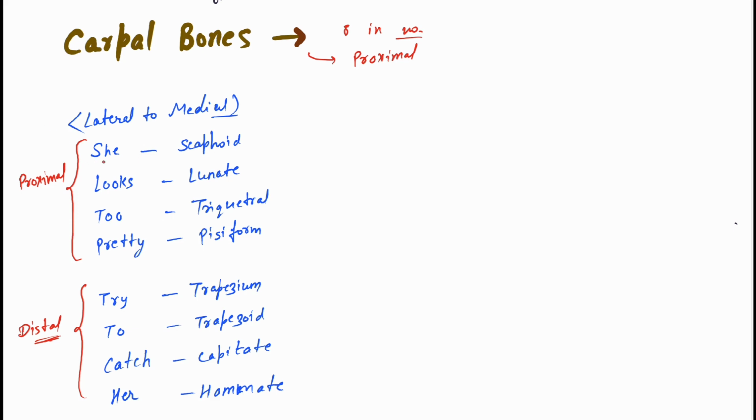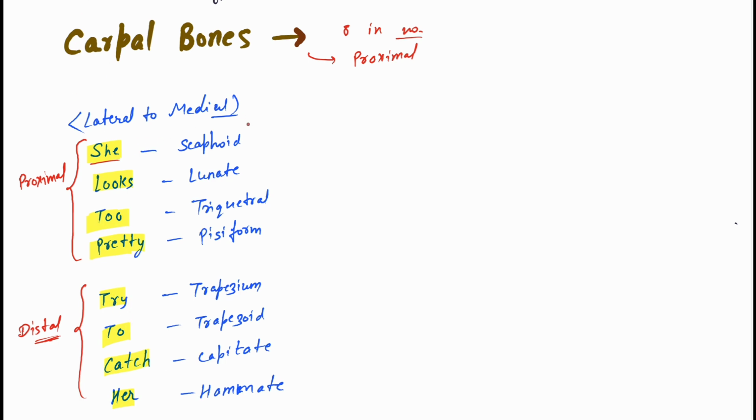So we have a mnemonic here: she looks too pretty, try to catch her. Okay guys, she looks too pretty. If she looks too pretty, then try to catch her. Don't go anywhere, but try to catch her.